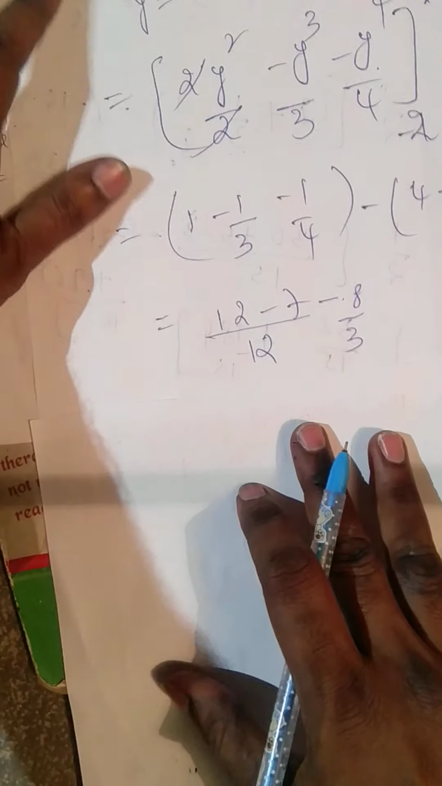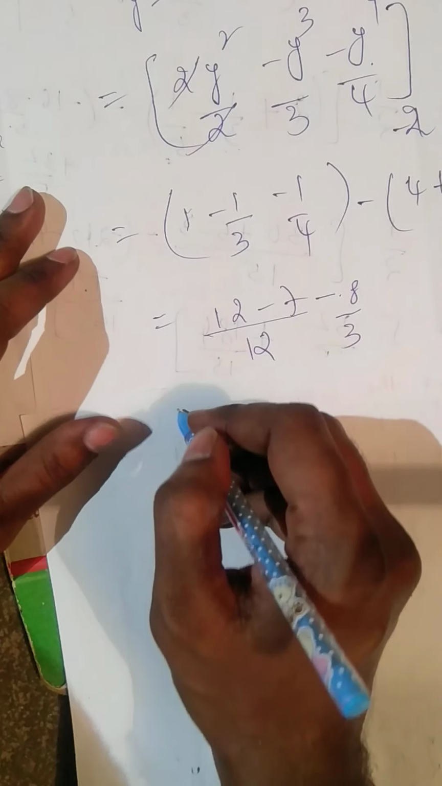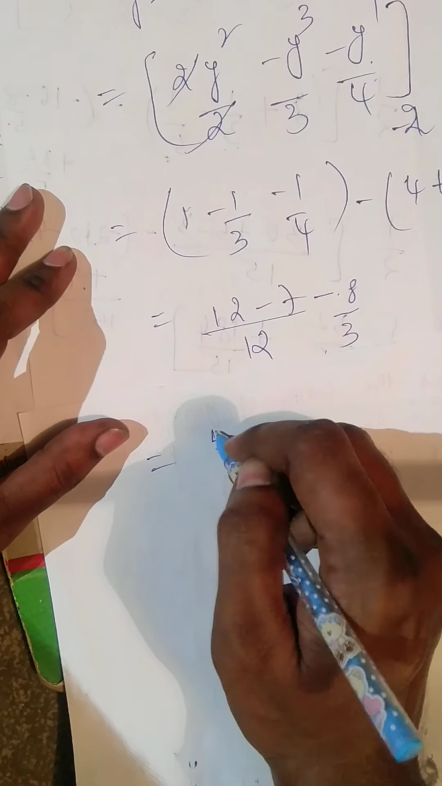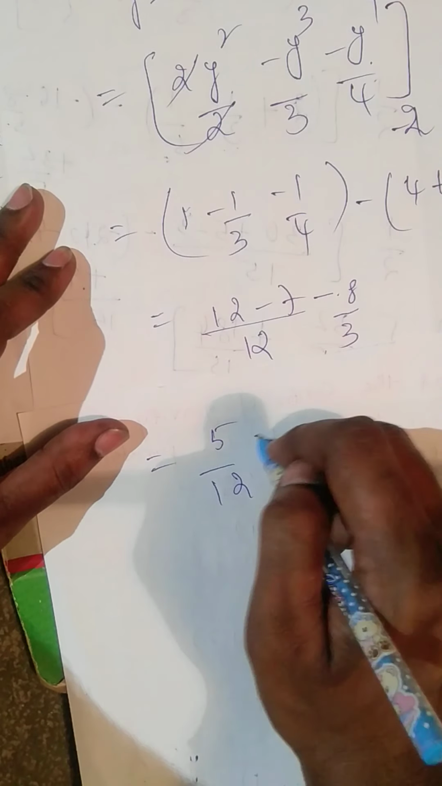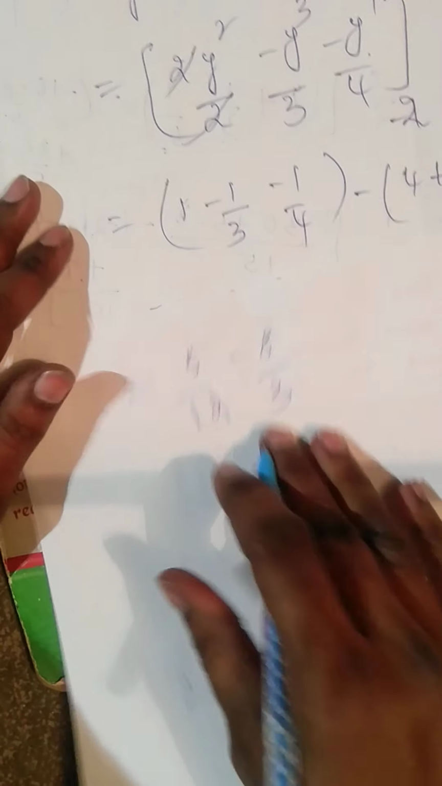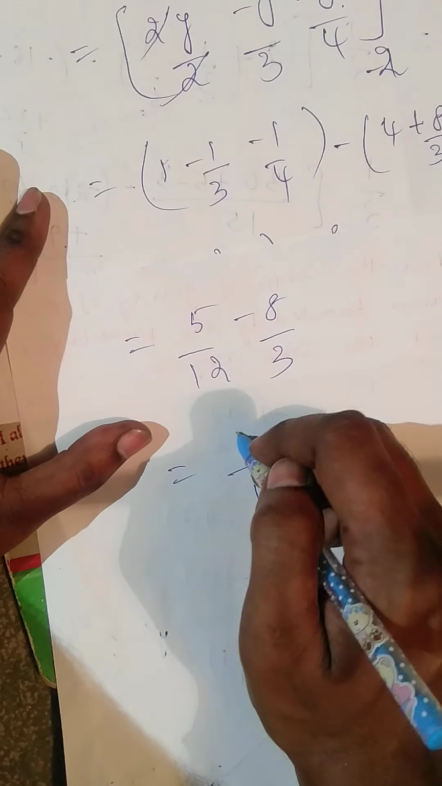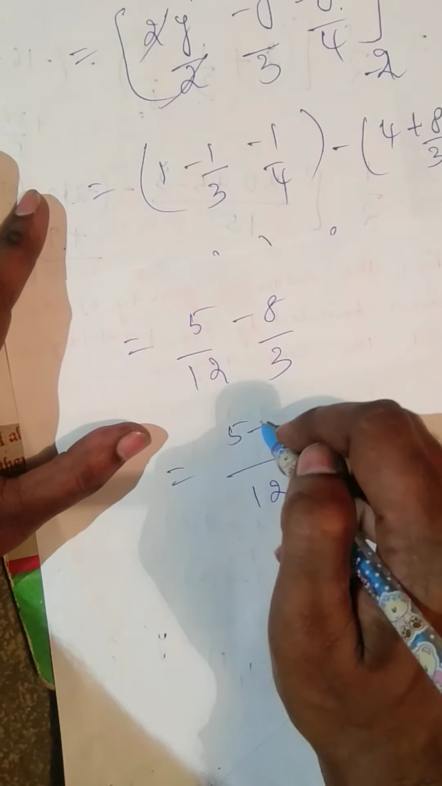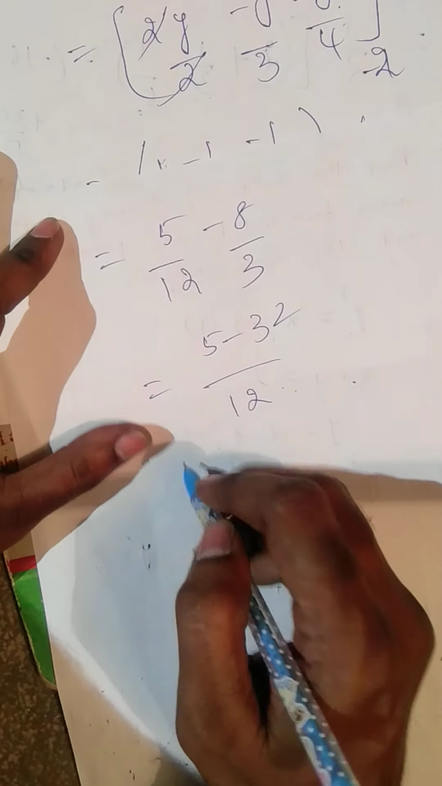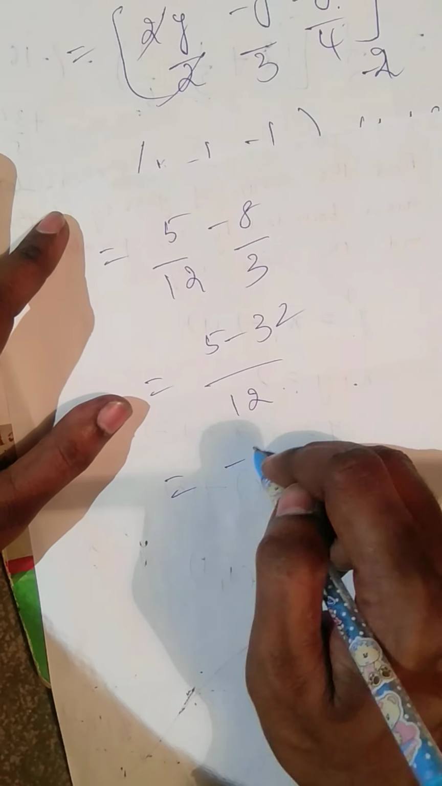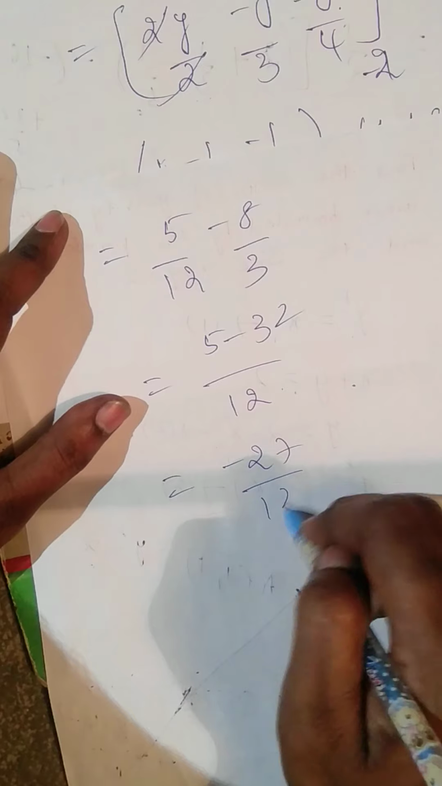We have 12 minus 7, just simplification. I'll get 5 by 12 minus 8 by 3. What is the LCM here? LCM is 12, right? This is 5 minus 4 8s are 32. So 5 minus 32 is what? Minus 27. Minus 27 by 12.